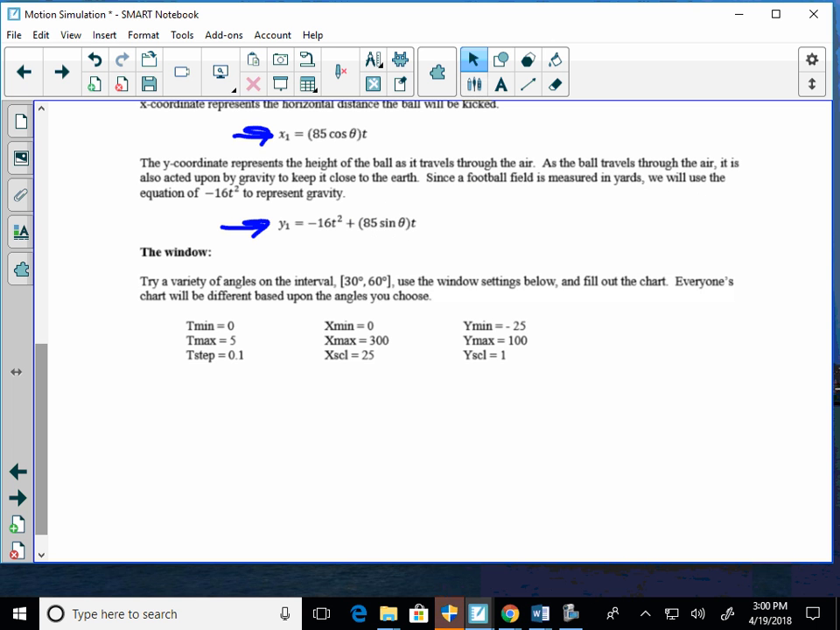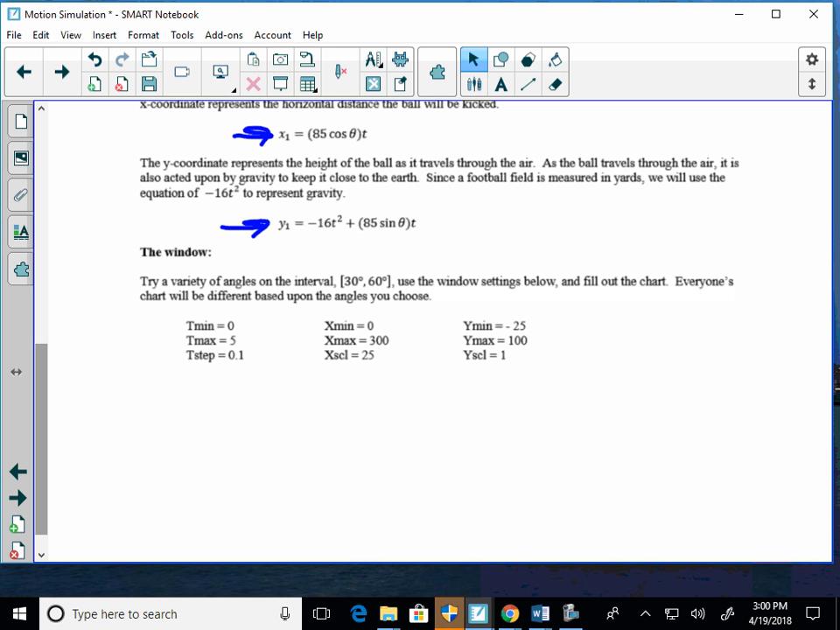Go to mode after you have your equations in and change it back to degree. And now we have to look at the window. If you look at the window that they gave you, T min equals 0, T max is 5. And like I said, if you do this and your parabola only graphs half, then you know that your T max has to be bigger than what you put in there.